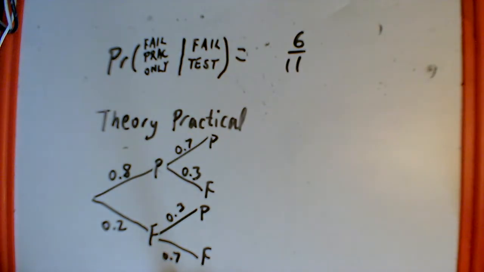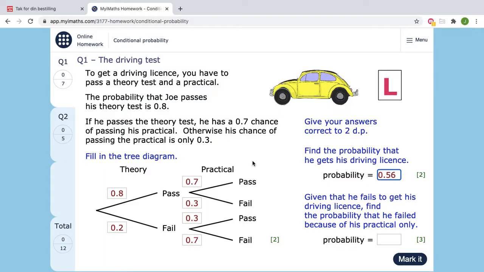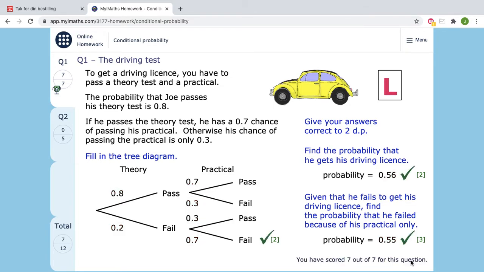So let's go back to My iMaths. Okay, so the answer was 6/11. It wants it as a decimal to 2 decimal places. So as a decimal, 6 divided by 11 comes to 0.545454 recurring, which rounds to 0.55. So the answer to that should be 0.55. Let's mark it. And there we are.